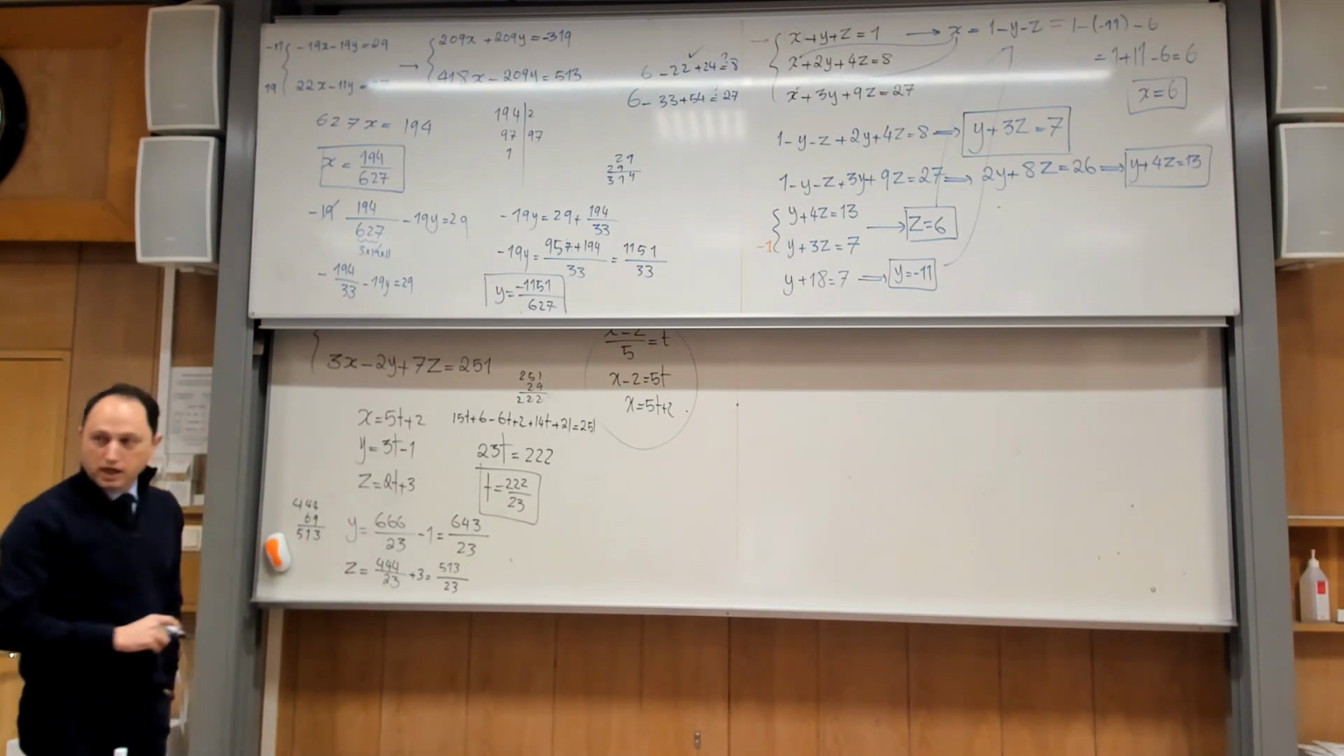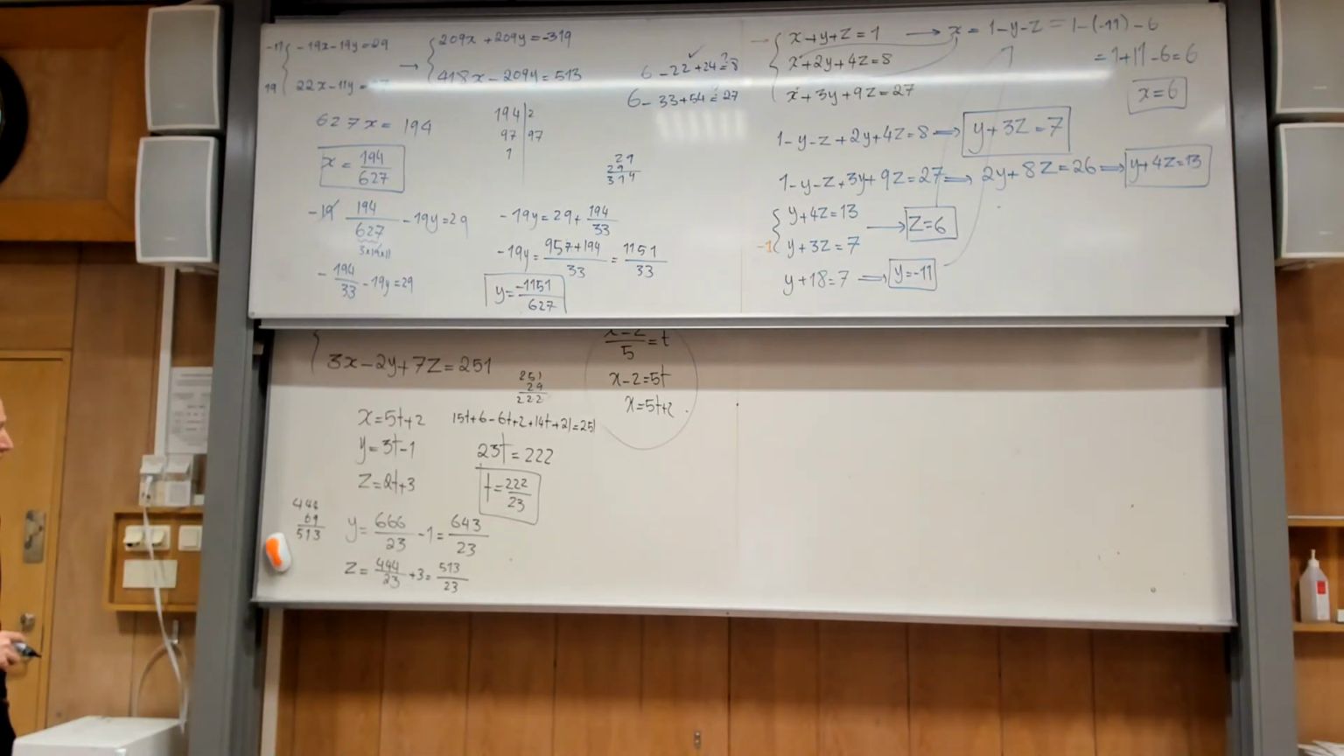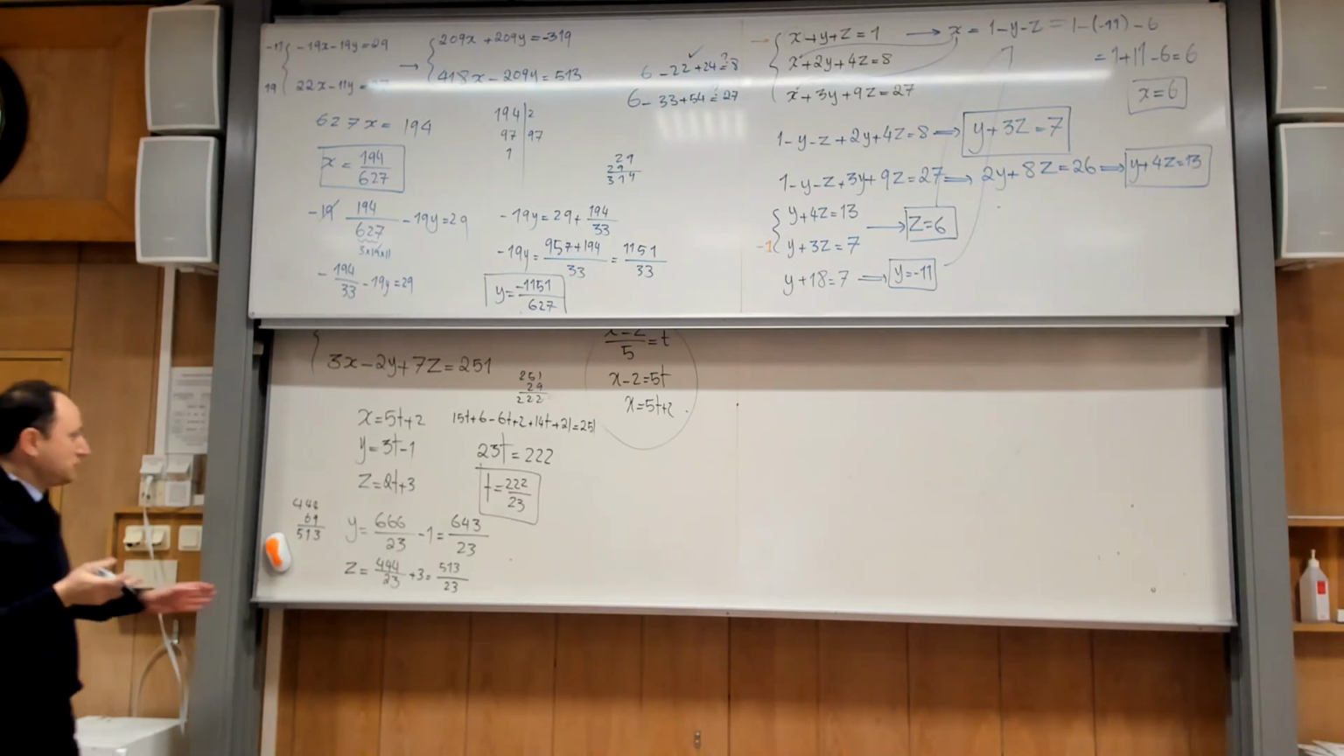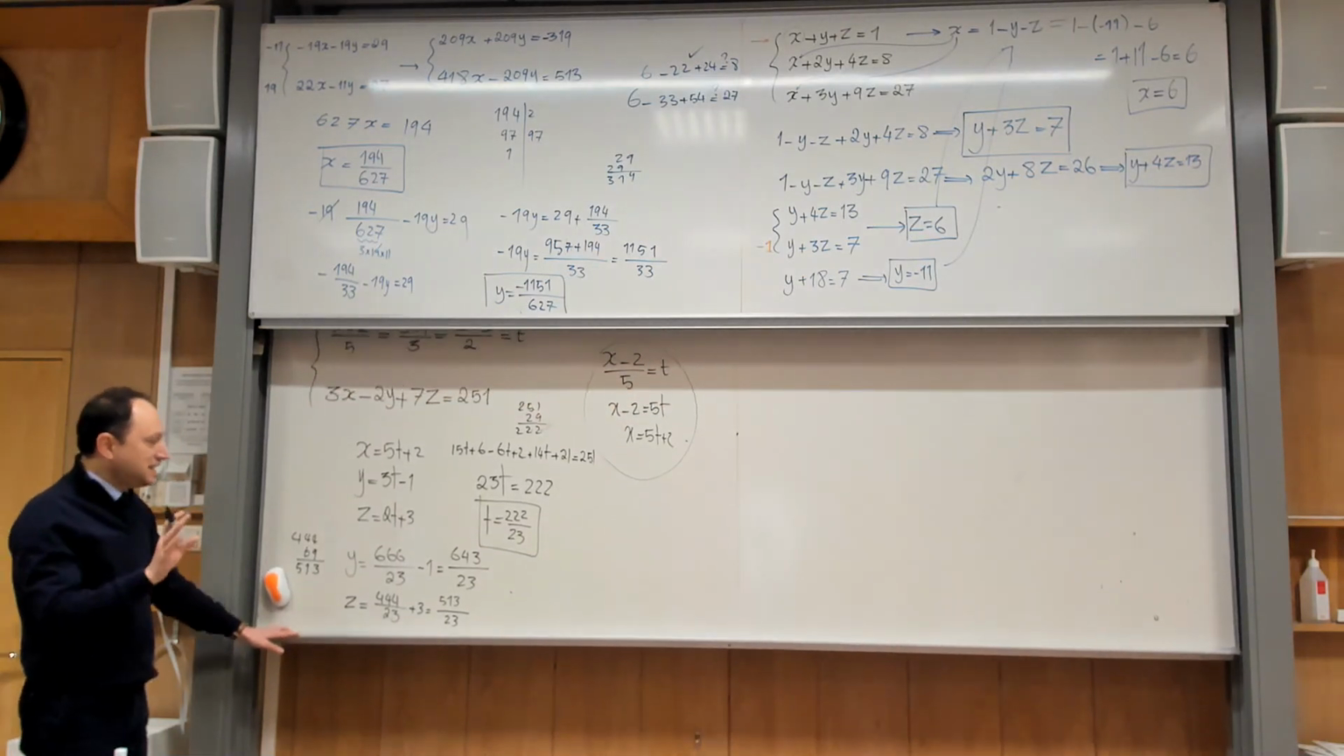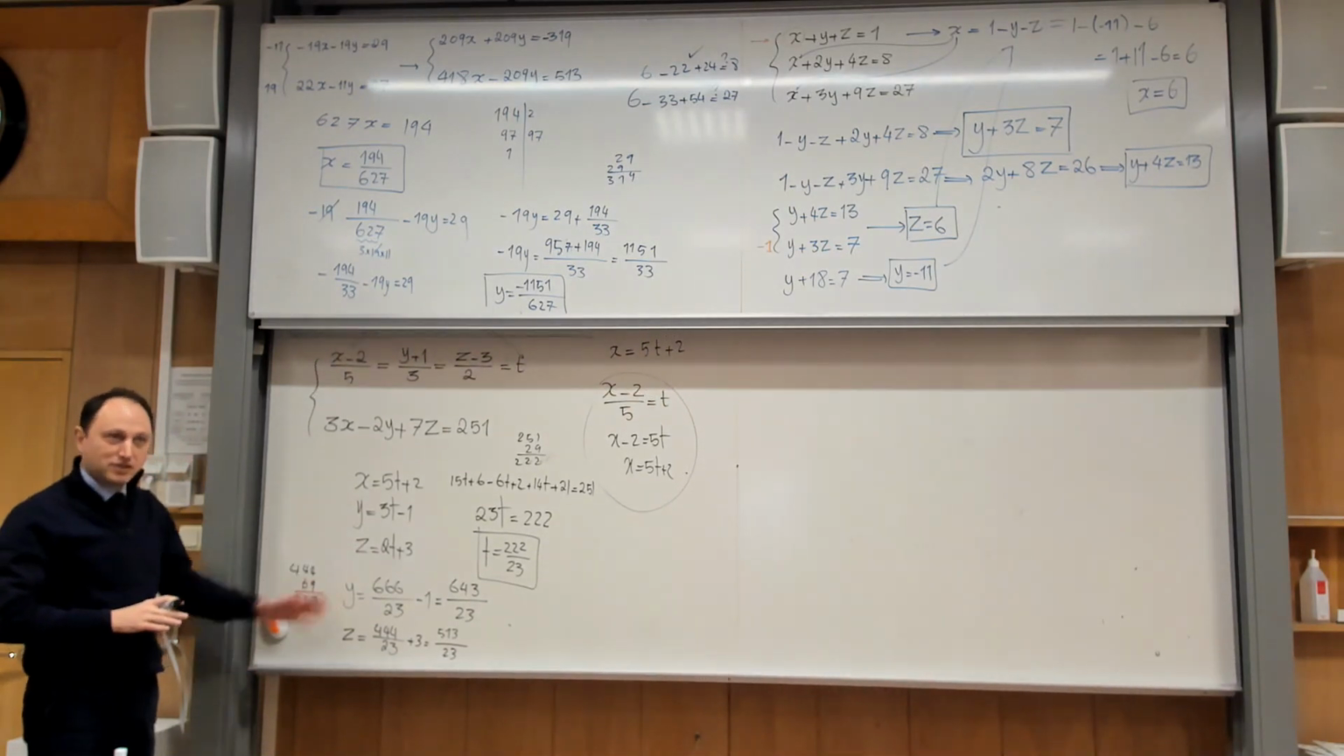So what was your answer, Rasmus? Almost the same. 521 over 23. Over 23, yes. I remember over 23, but I don't know. Hopefully I haven't done any mistakes. But at least I hope that you agree with me. This method is simpler, isn't it? A lot simpler.